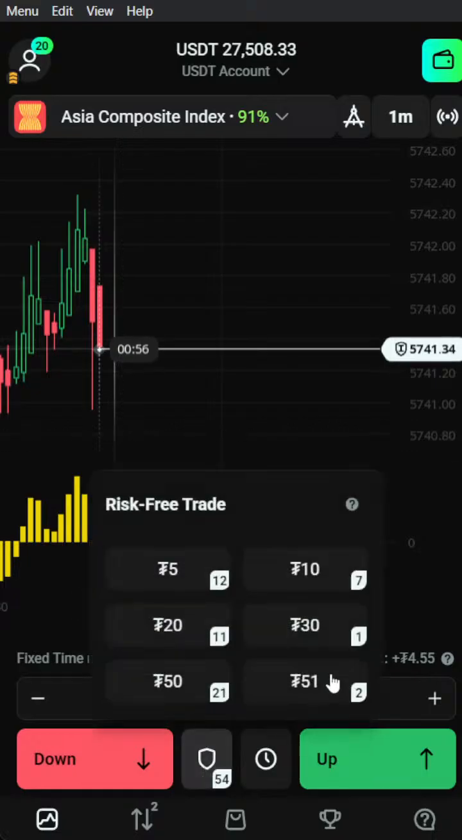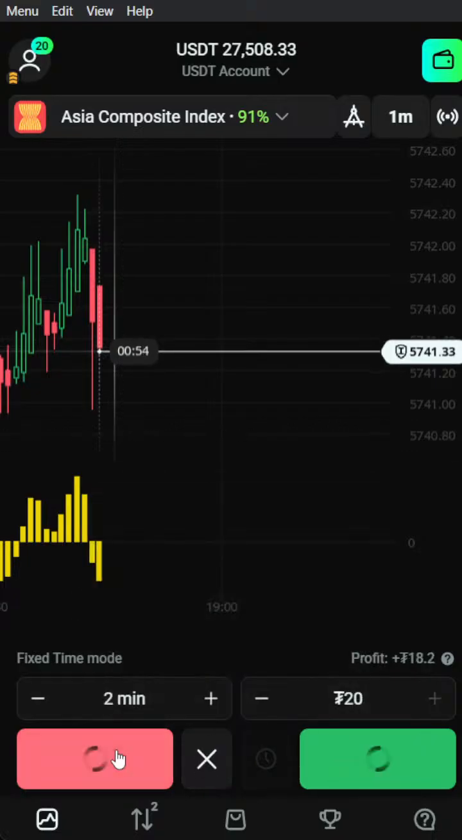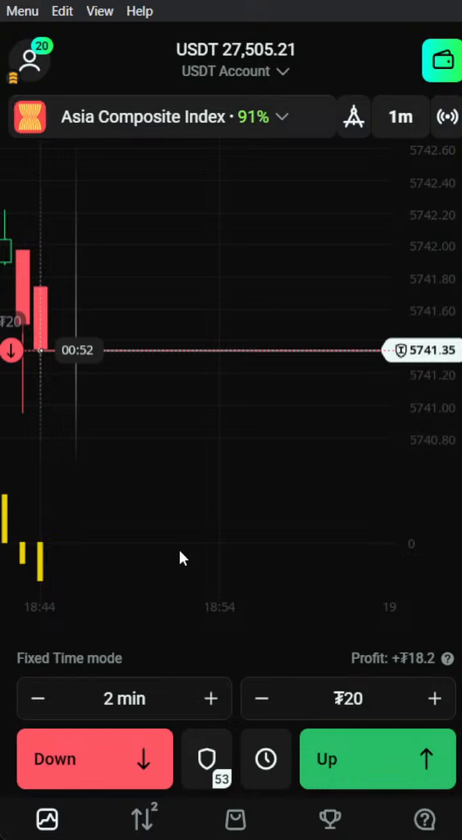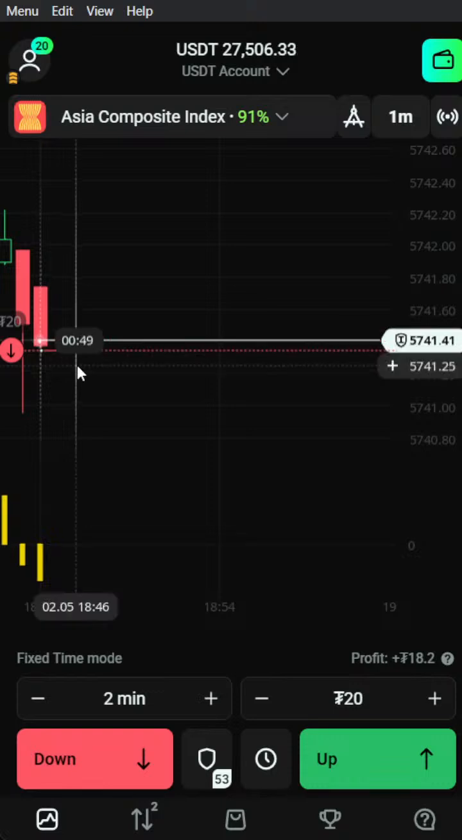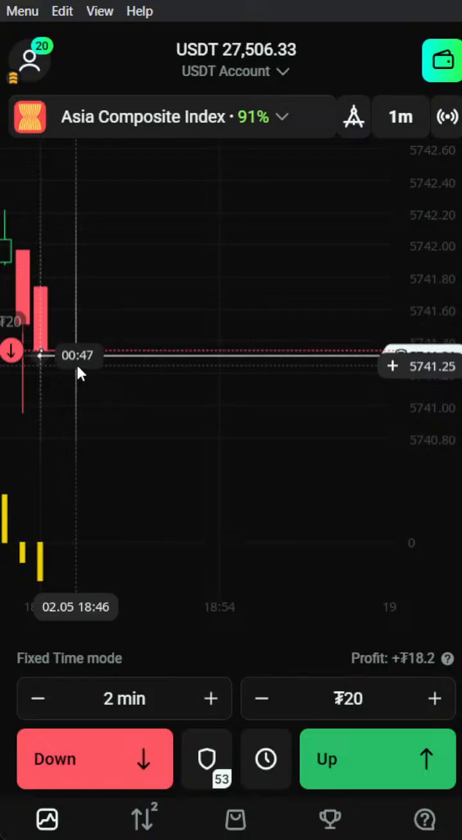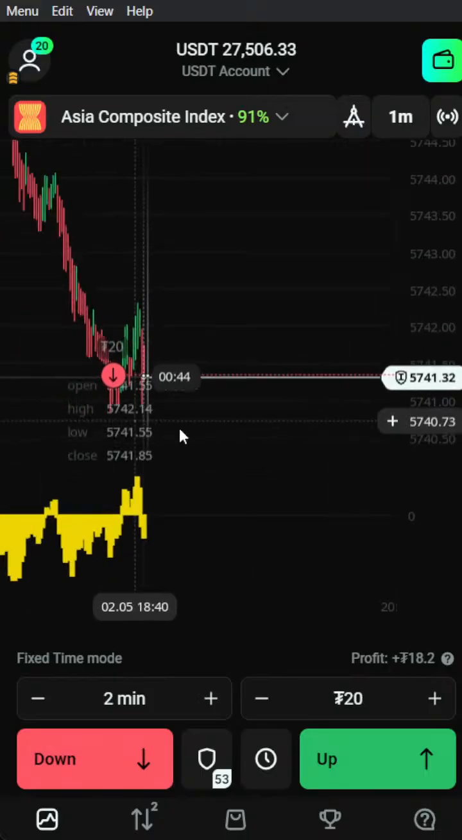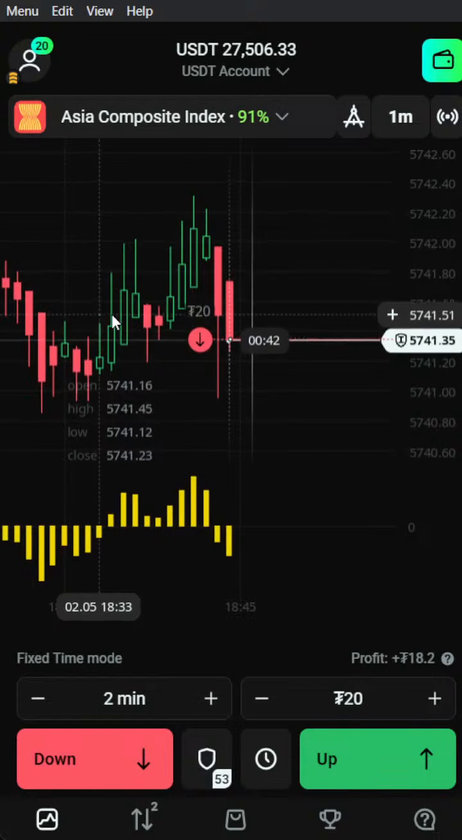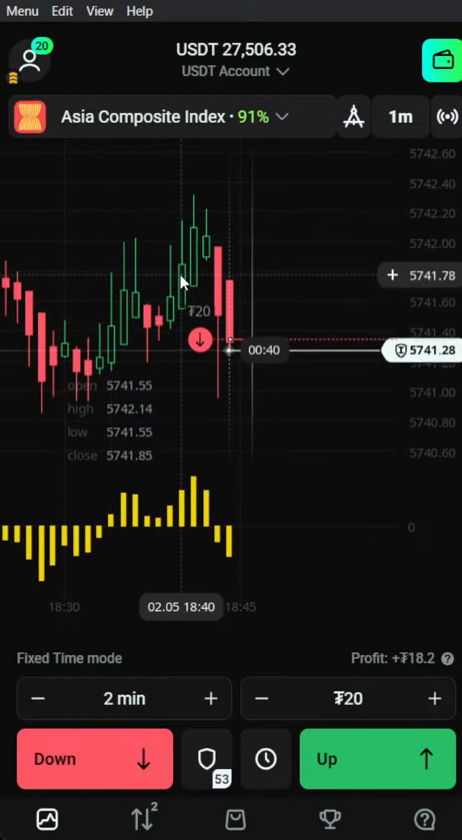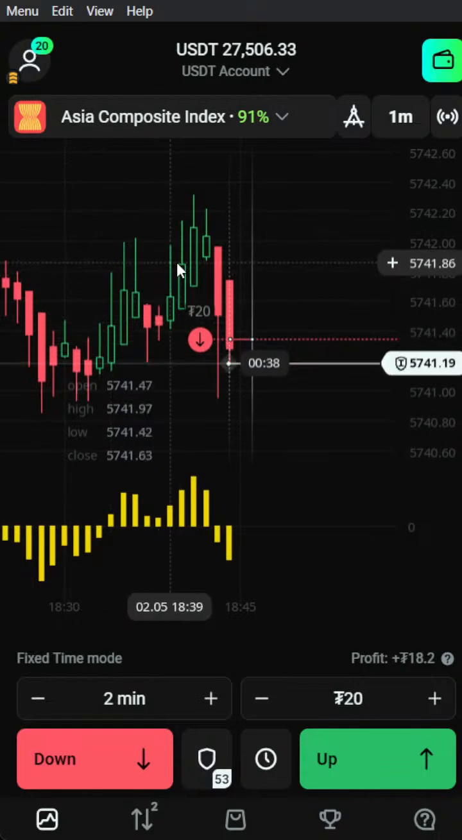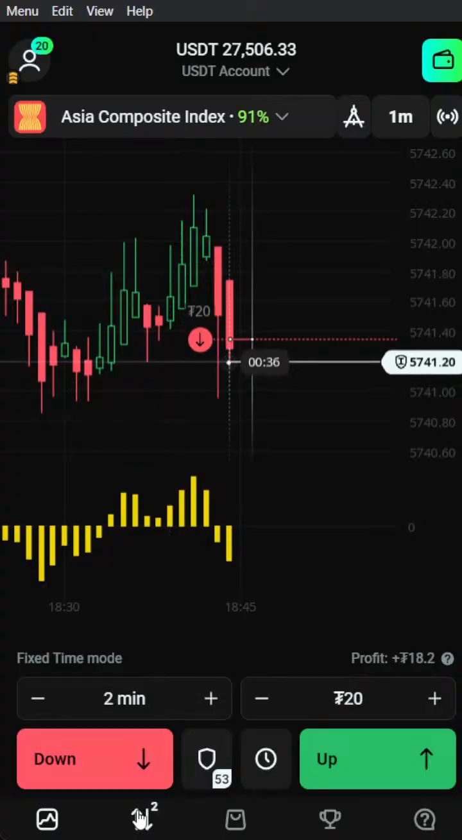Okay, here I will be using maybe a $20 risk-free trade and I'll make a trade in down position. DPO has confirmed, Heiken Ashi has confirmed. Let's check. I have used a risk-free because I could see some fluctuation over here. Previously also this has happened. Two candles went red and then there was green. So I was not sure, I have used my risk-free.